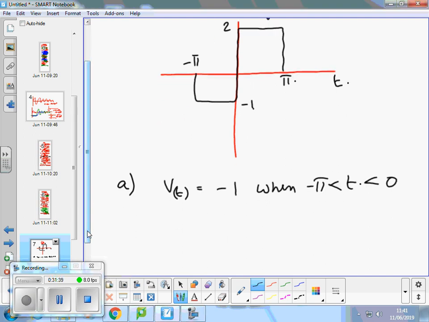So there's two parts to this definition. It equals 2 when 0 is less than t and t is less than pi. So that's what part the question's looking for, and that would give you a couple of marks, I expect. Not sure, I haven't put the marks on this question.